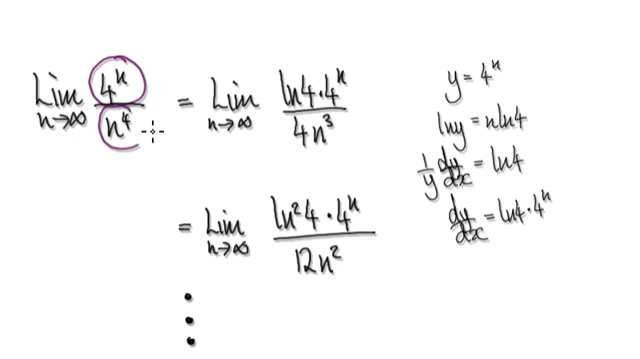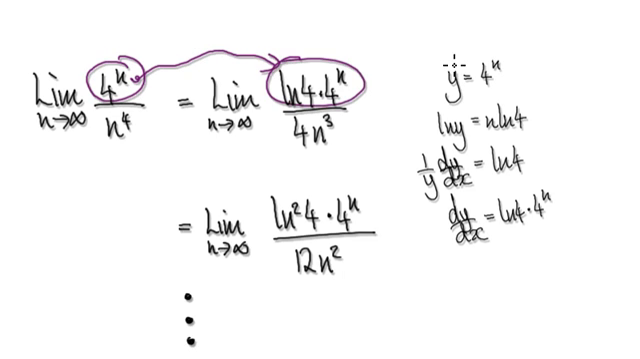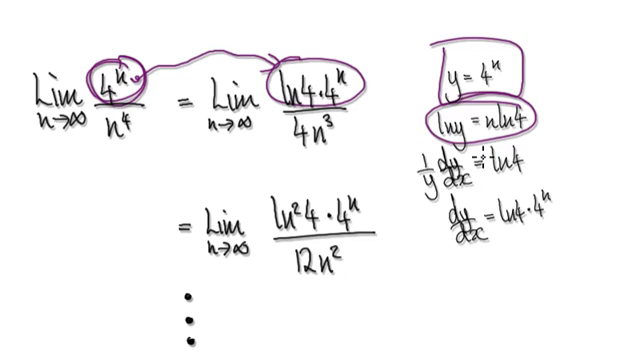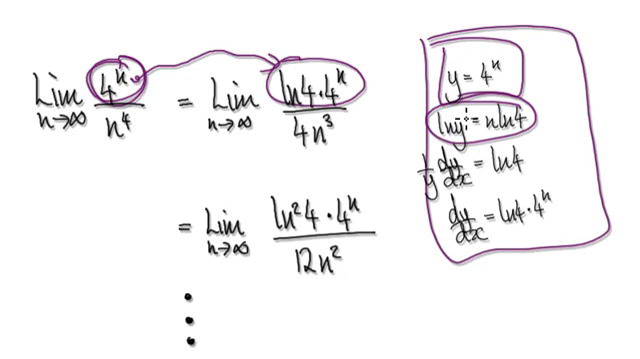So here you've got one thing over another thing. As n tends to infinity, this thing here is going to be infinity. It's heading towards infinity. This is also heading towards infinity. You've got infinity over infinity, so you can apply L'Hopital's rule. So L'Hopital's rule, differentiate it will then give you this. Remember, to differentiate 4 to the power of n, set y to be this, take the natural log of both sides. Well, you should know this by now.